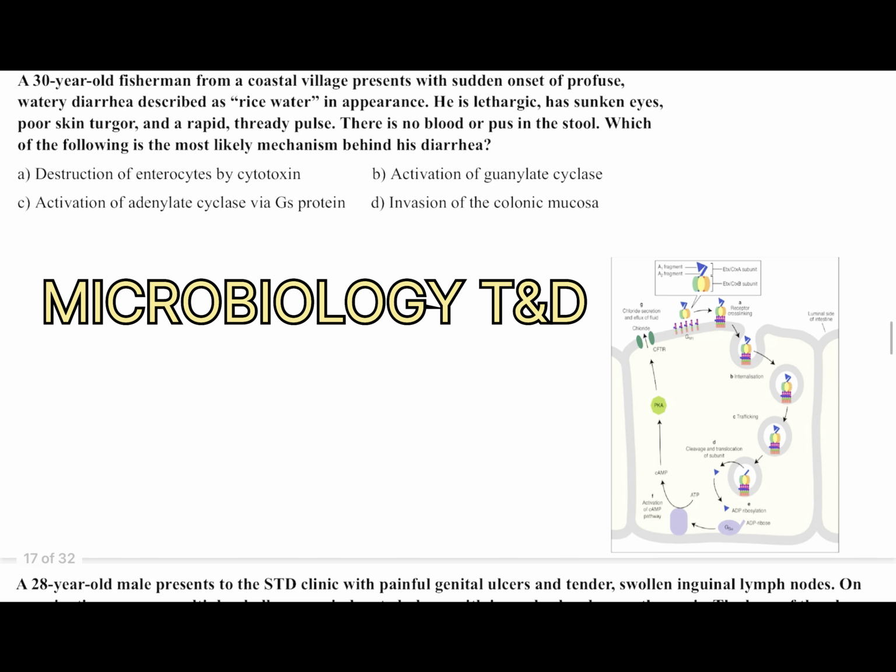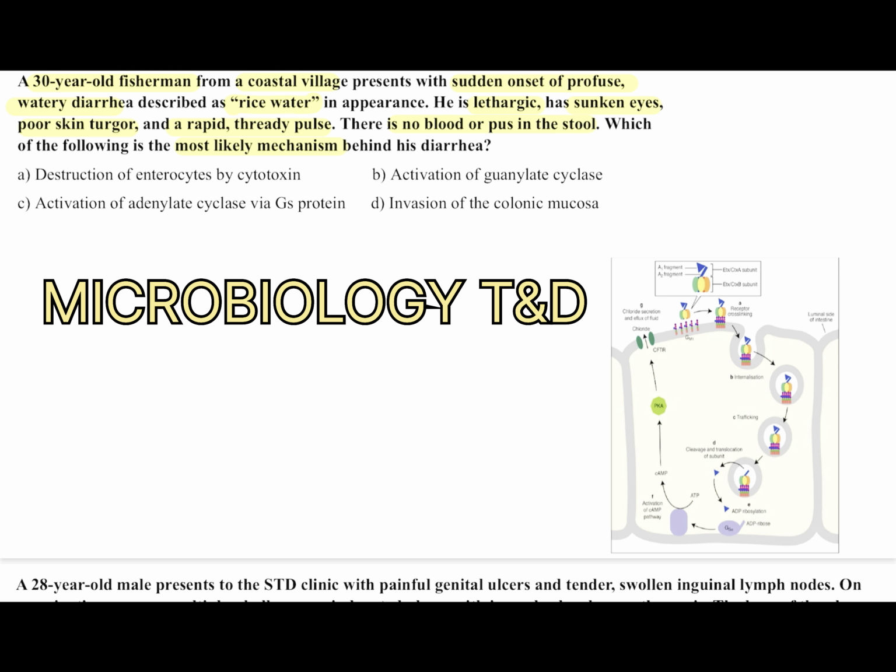So now I will start with the microbiology question. The first question was: a 30-year-old fisherman in a coastal village with sudden onset of profuse watery diarrhea, described as rice water diarrhea. He is lethargic and has sunken eyes, poor skin turgor, and rapid thready pulse. There is no blood or pus in stool. Which of the following is most likely the mechanism of this diarrhea?